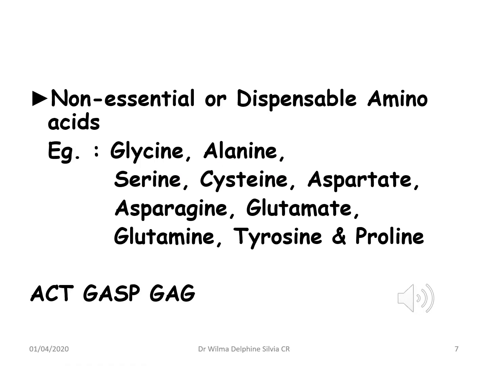The amino acids which are synthesized within the body, which are not essential to be consumed in the diet, are known as non-essential or dispensable amino acids. They are glycine, alanine, serine, cysteine, aspartate, asparagine, glutamate, glutamine, tyrosine and proline. And the mnemonic for this is ACT, GASP, GAG.